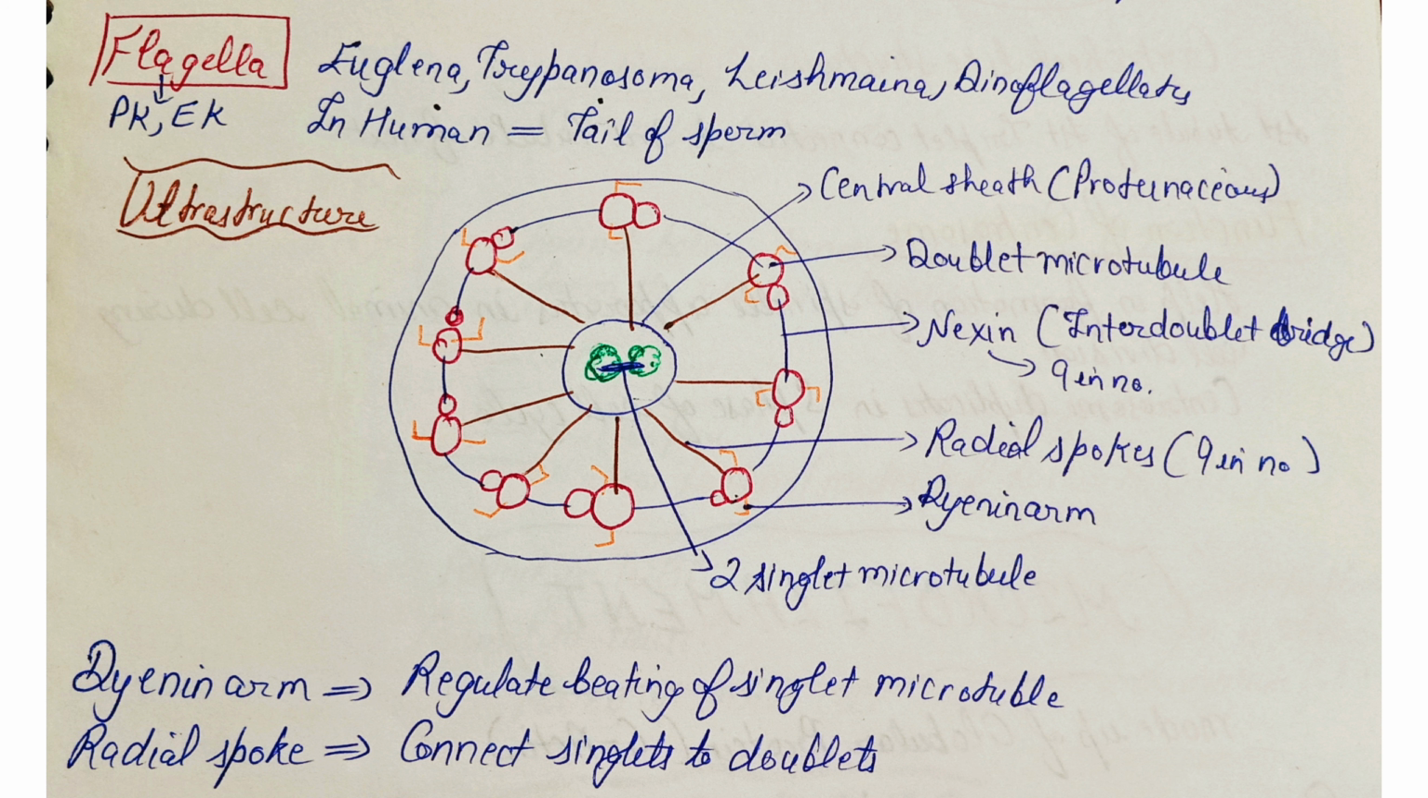In the doublet microtubule, there is an interdoublet ridge present known as nexin. The doublets are 9 in number, so the nexin is also 9 in number. And the singlet is surrounded by the central sheath, which is proteinaceous in nature. With the central sheath, the radial spoke is attached. These radial spokes connect the singlet to the doublet. And the singlet consists of the dynein arms, which regulate the beating of the singlet microtubule.